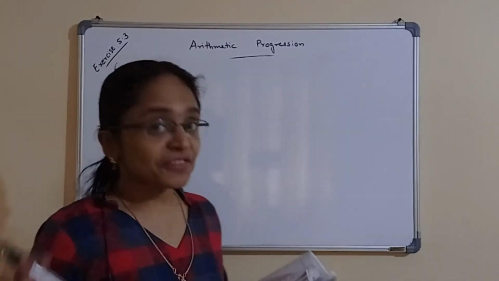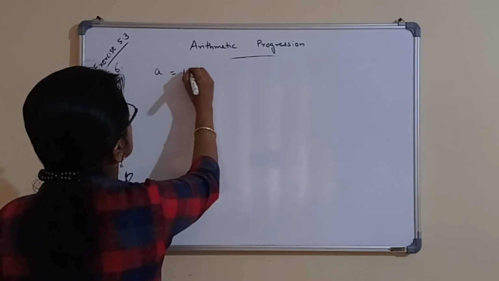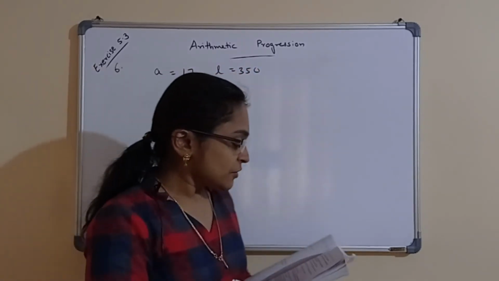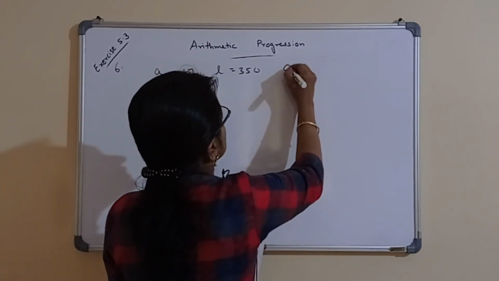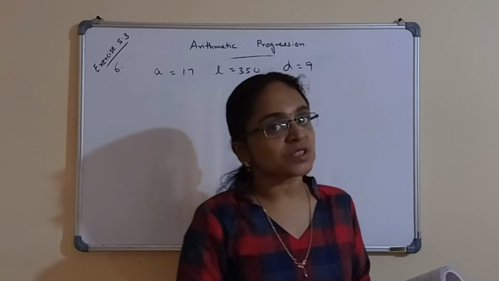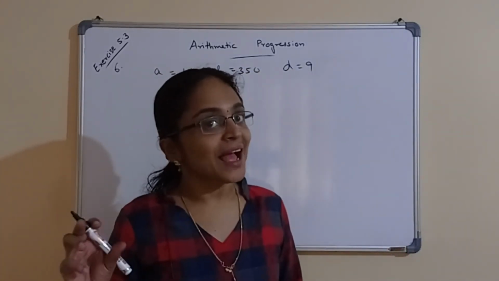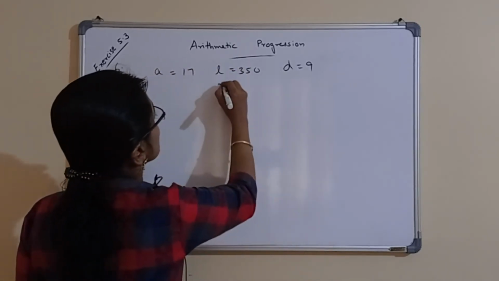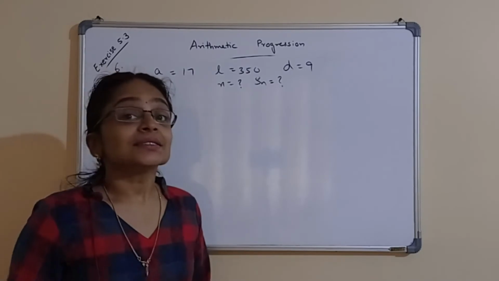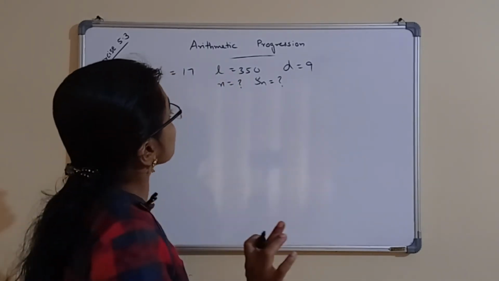Next one. The first and last terms of an AP are 17 and 350 respectively. The last term is 350. Now, if the common difference is 9, D equal to 9, we have to find how many terms are there and their sum. So, n is equal to ? and the sum is equal to ? We have A equal to 17 and L is equal to 350.